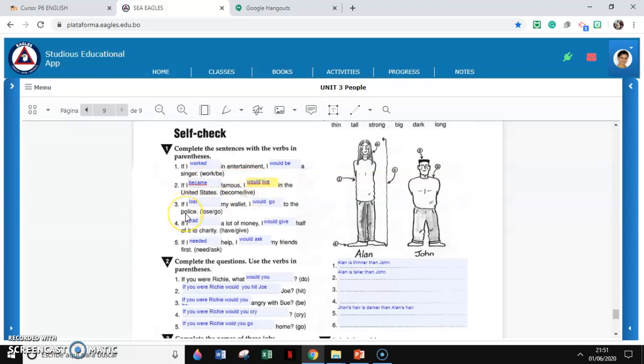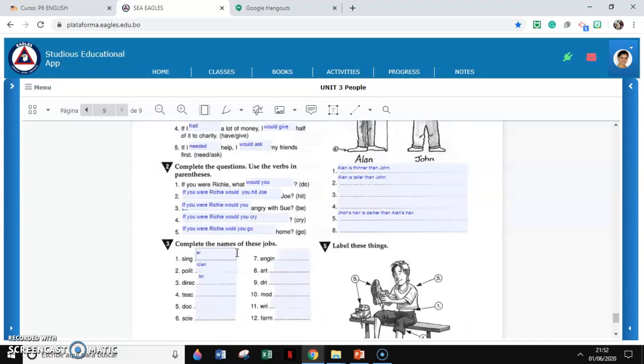Number 3, if I lost my wallet, I would go to the police. Number 4, if I had a lot of money, because I don't have a lot of money now, okay? It's something that I would like to have. It's an imaginary situation, it's not real. If I had a lot of money, I would give half of it to the charity. Number 5, if I needed help, I would ask my friends first, right? So all these sentences are in the second conditional tense.